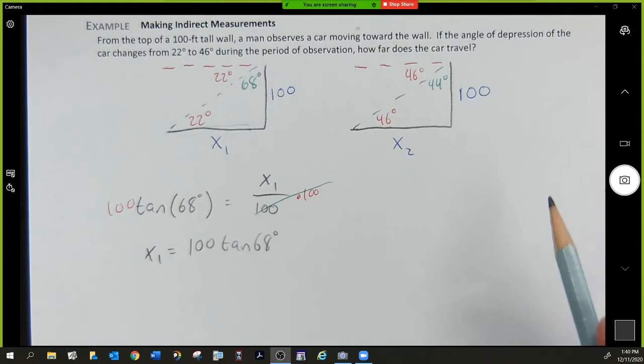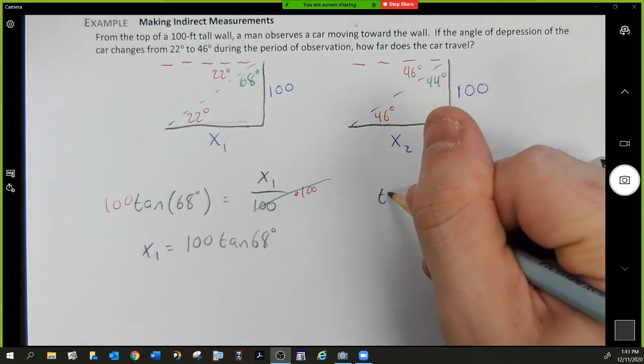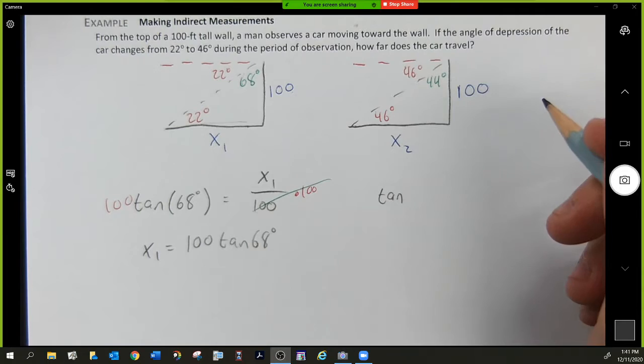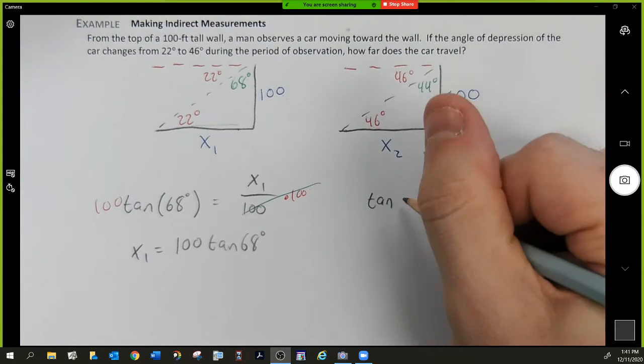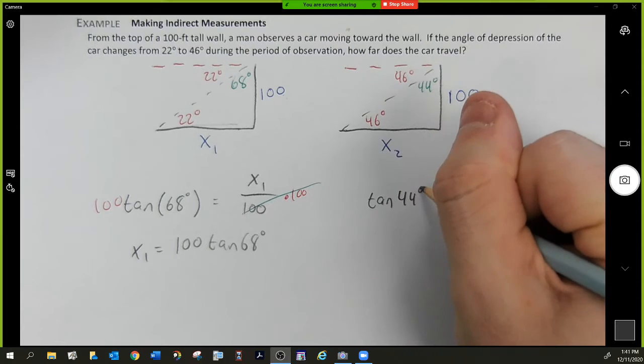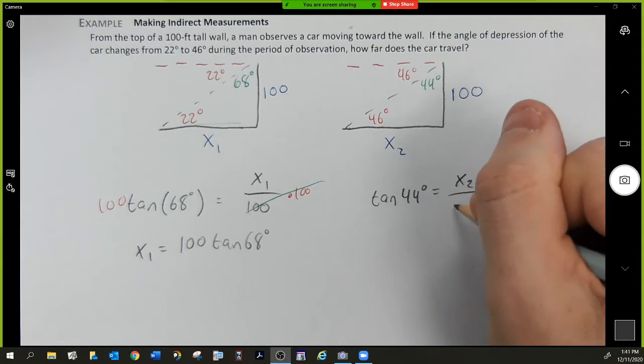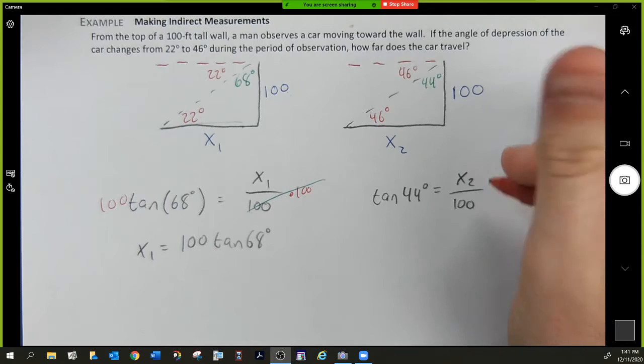And we're going to do the exact same thing to solve for x2. No, we are not going to round yet. I don't want you rounding until the very, very end, okay? So tangent of 44 degrees is opposite x2 over adjacent 100, and then just like the last one, multiply both sides by 100.